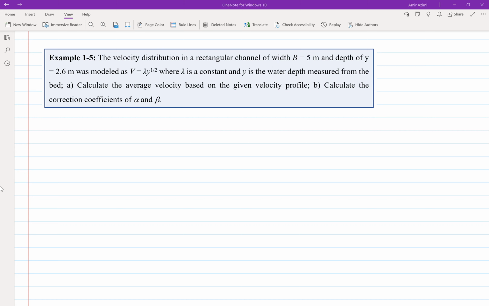The question asks us to calculate the average velocity based on the given velocity profile, which we did in example 1-1. So please go and check that video. And in part B, calculate the correction coefficients alpha and beta. So alpha is for the energy and beta is for the momentum equation.